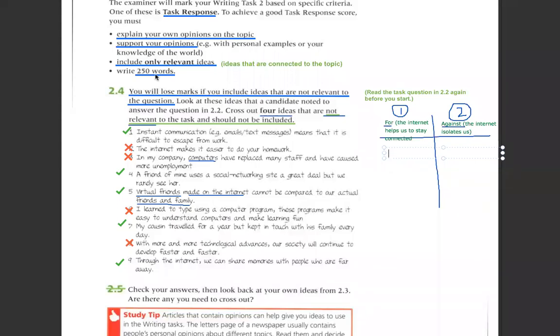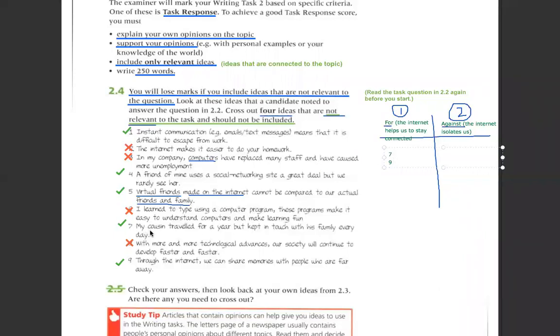All right, quite a lot of you are saying number 1. Let's have a look at number 1. It says instant communication, which means things like emails, text messages, Facebook Messenger, means that it is difficult to escape from work. Does this support the idea that the internet helps us to stay connected? Remember, this is a positive thing. It means helps us to stay connected with other people. Is this positive? No. So the ideas for are number 7 and number 9.